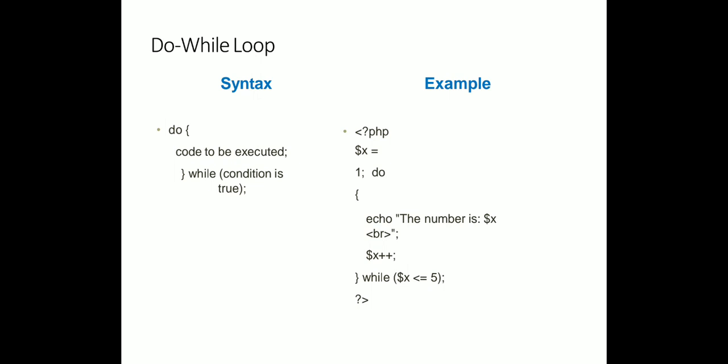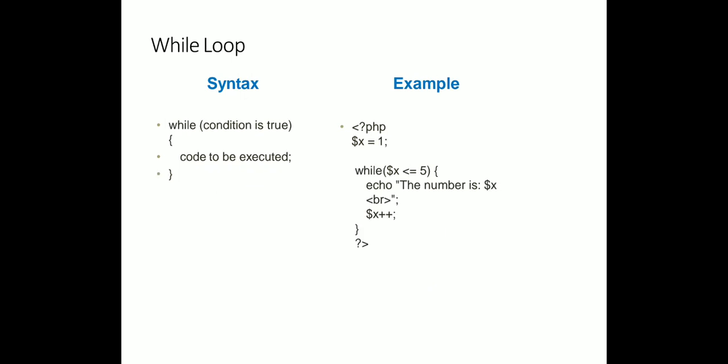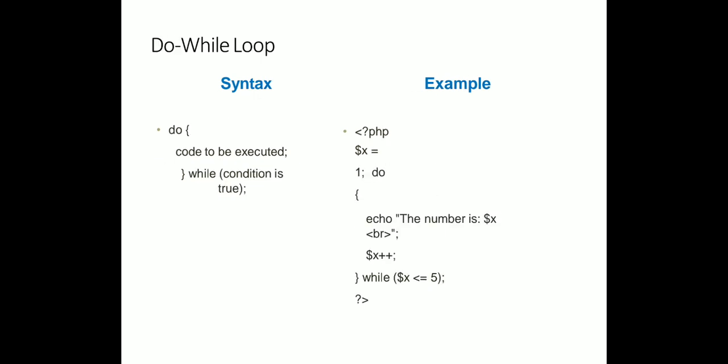Now do loop is closed and define the while condition like while $x is less than equals to 5. Okay, so same program that we have written in the while loop is written with the do while as well, but only difference is that you will start the do loop and code to be executed, and after closing the do loop we will write the true condition with the while.